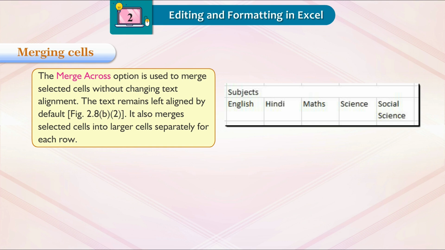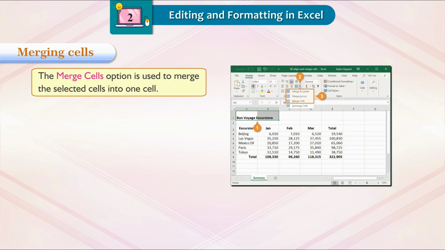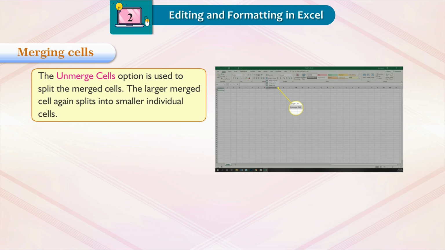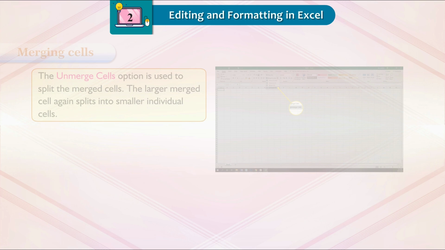Refer to figure 2.8b2. It also merges selected cells into larger cells separately for each row. The Merge Cells option is used to merge the selected cells into one cell. The Unmerge Cells option is used to split the merged cells. The larger merged cell again splits into smaller individual cells.